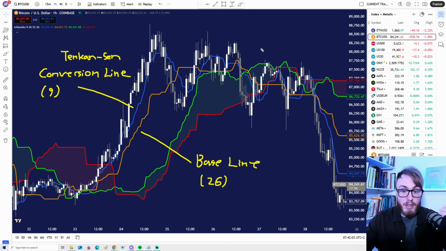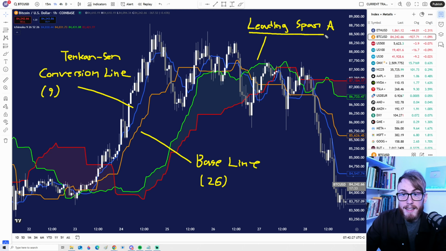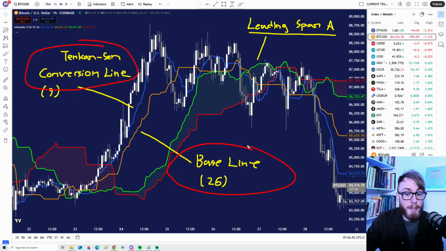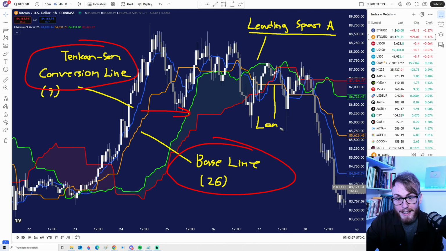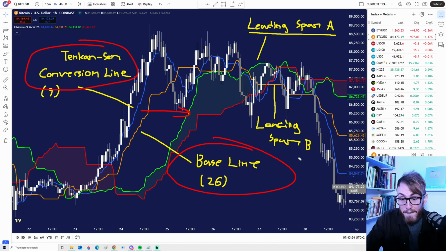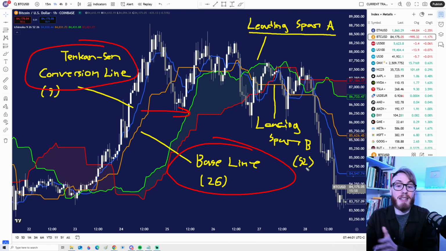But then, what about the green line and red line? Well, let's start with the green line, which is called the leading span A. The leading span A is basically an average of the conversion line and baseline, projected 26 days into the future. While the red line, the leading span B, it gets a bit cluttered here, but I still think you have your focus intact. The leading span B is the midpoint of a 52 period high and low, and then projected 26 days into the future.